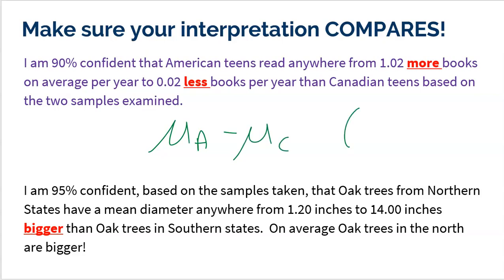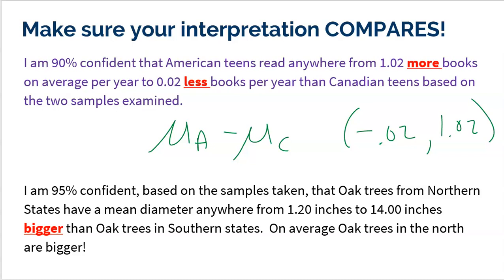And our interval came back negative 0.02 to positive 1.02. I did a little bit of rounding there, but to 2 decimals, that's what we got. Now, when you interpret this, you have to make sure you compare. I was specifically looking at Americans minus Canadians. So the negative would mean that the Canadians could potentially be more than the Americans, and the positive means that the Americans could be more than the Canadians.